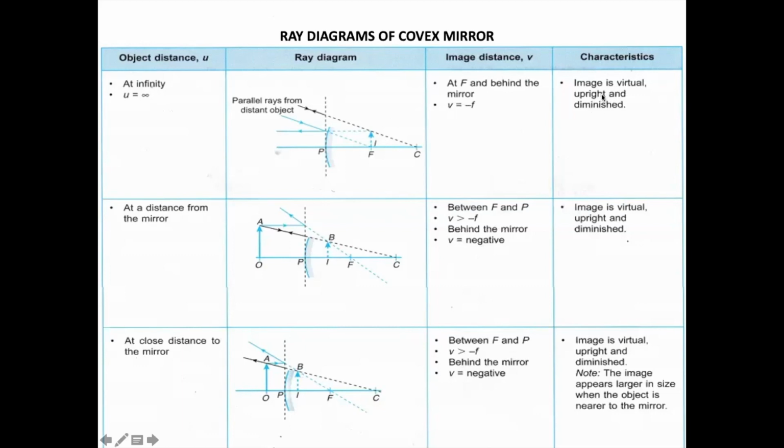Upright. Virtual means always upright. And here all the answers will be virtual, upright, diminished. So I'm not going to say the image appears larger in size when the object is nearer to the mirror. So just remember, even if it appears larger, it will always be smaller than the object.